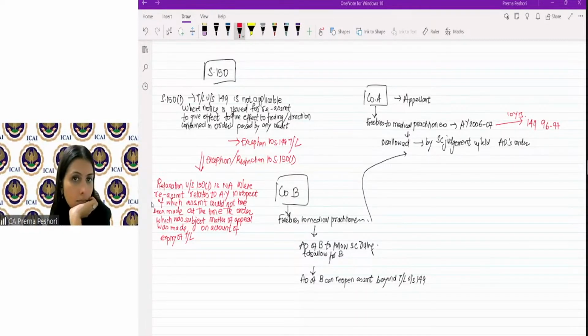Yes? Any doubt? So at the time when the order is passed for AY 67, if the time limit for those years has already expired, then the reassessment for those years cannot be made. Are we clear? Yes or no? Yes or no, students? Any questions? Any doubt?